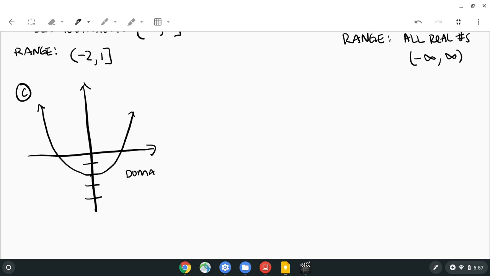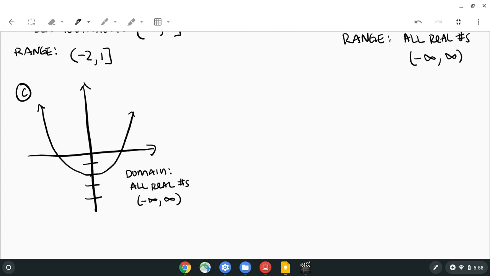When we take a look at the x values that are being used, since this keeps getting wider and wider and wider, that means all of my x values are being used. So here, it's going to be all real numbers again for the domain. So negative infinity to positive infinity.